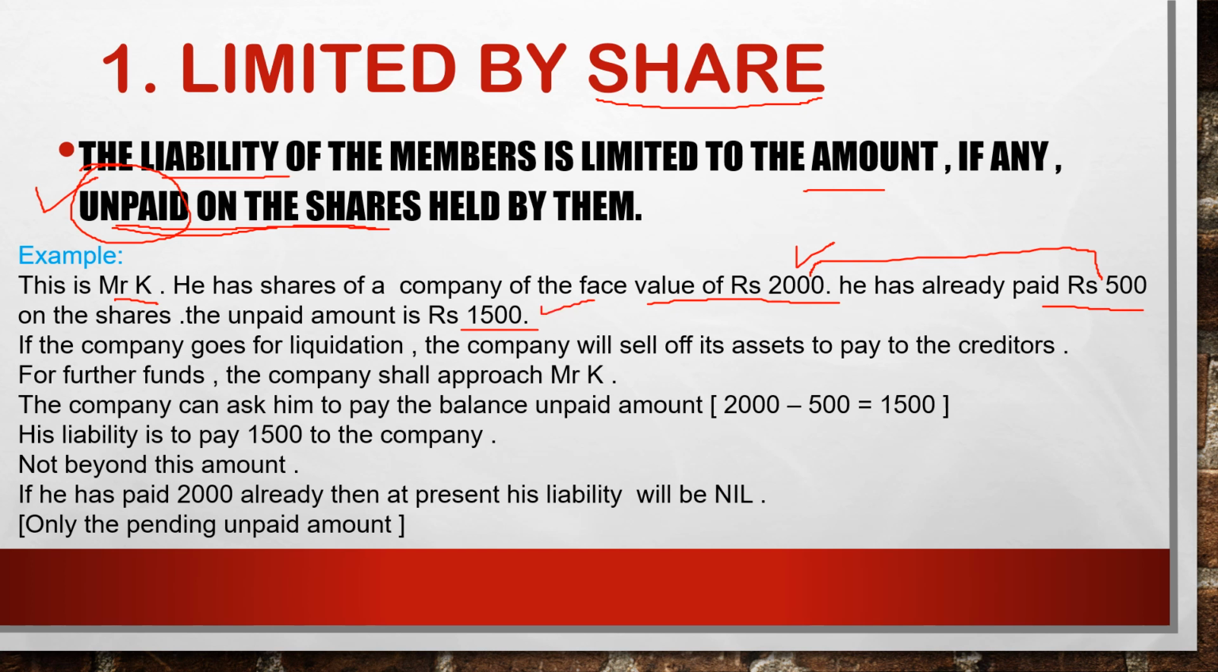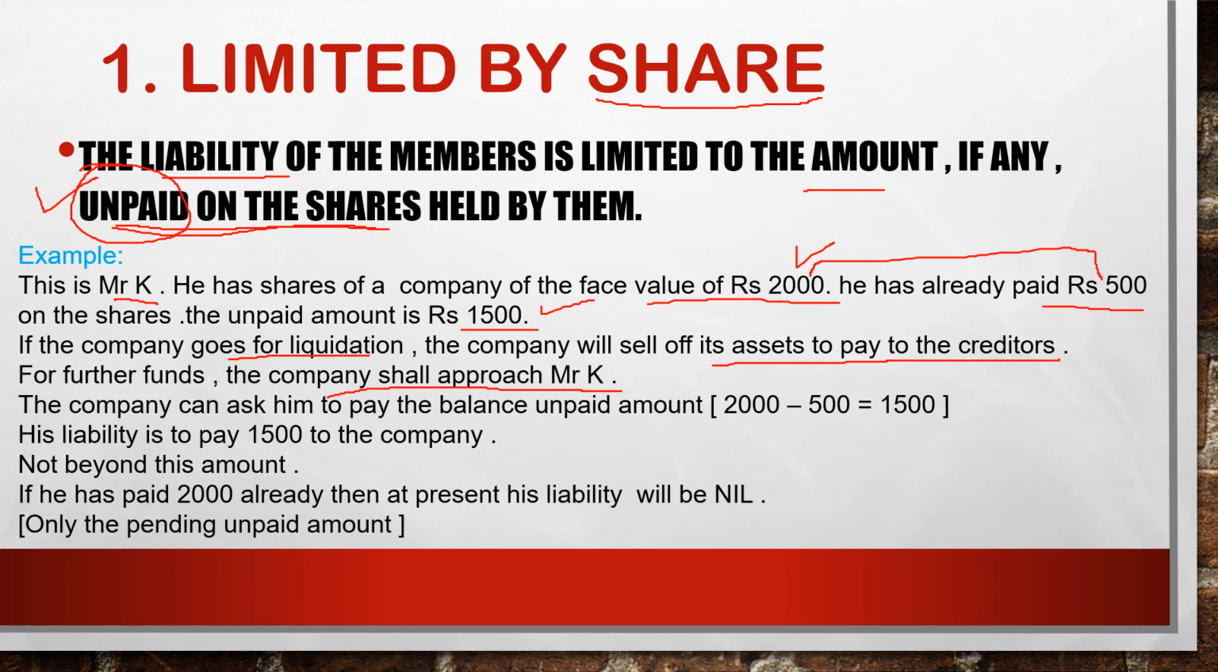This is 1500. Now in case the company goes for liquidation, insolvency comes for the company, it will sell off the assets to pay to the creditors. The creditors, the debenture holders, the outsiders, the company has to sell the assets, right? Now, the company will be needing so many funds. For further funds, the company shall approach Mr. K that please give us the balance money.